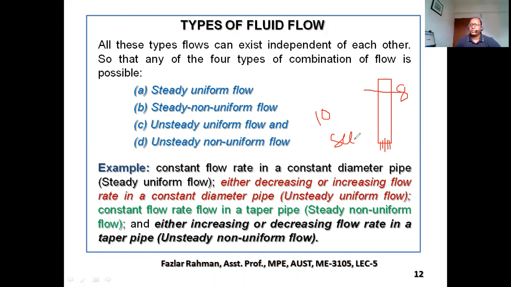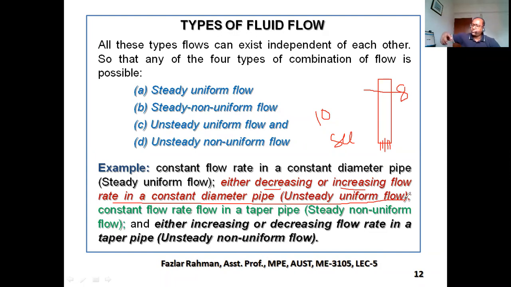the fluid particles will flow with the same velocity. So that is an example of unsteady uniform flow. Either decreasing or increasing flow rate in a constant diameter pipe is an example of unsteady uniform flow.